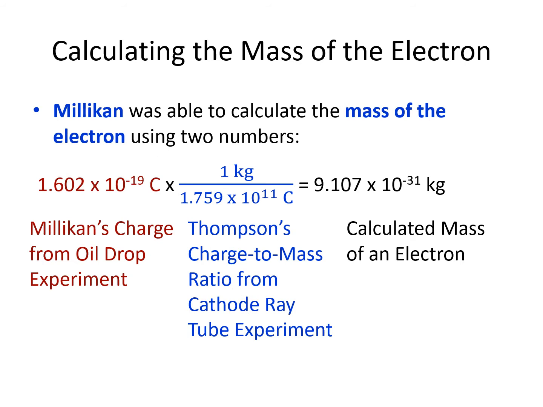By finding the charge on the electron in coulombs, Millikan was able to also calculate the mass of an electron by using J.J. Thomson's charge-to-mass ratio as a conversion factor. He found that the mass of an electron is 9.107 times 10 to the minus 31 kilograms, which is an extremely small number.